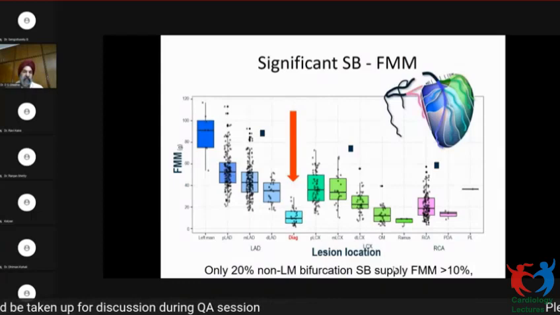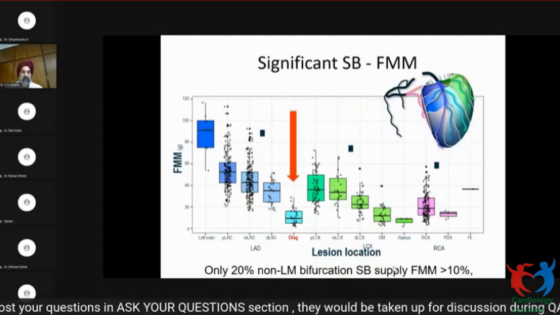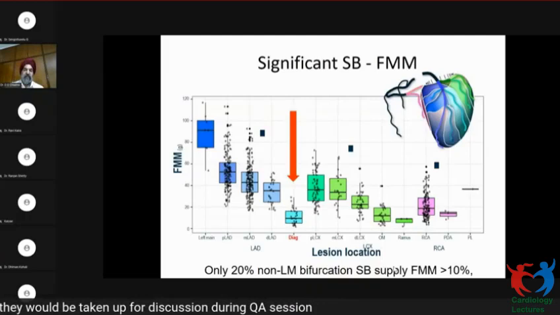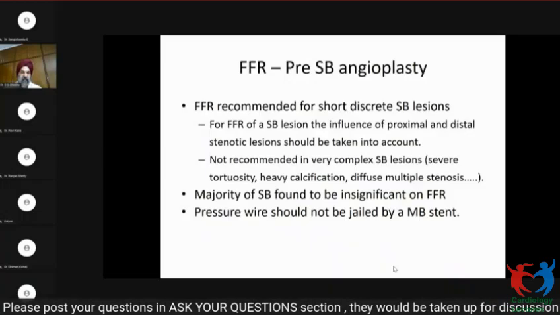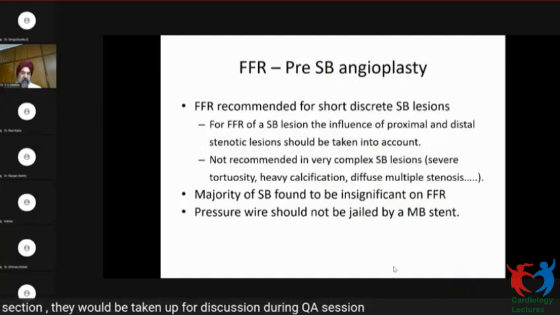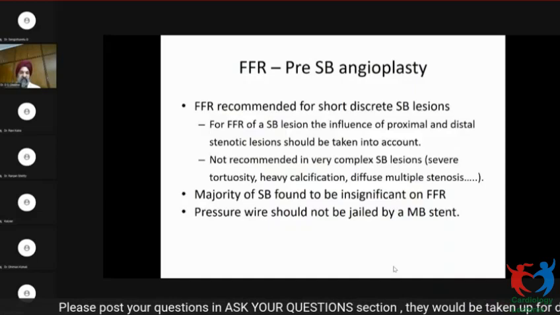So overall, this paper in JACC Interventions in 2016 demonstrated that it's only 20% of the non-left main bifurcations in which you do have side branches supplying more than 10% of fractional myocardial mass. Well, FFR or iFR has emerged as a very important tool, and it should be used for assessing the viability of the myocardium being supplied by the side branch. It is recommended to do FFR for short discrete lesions, and you should not attempt it in a very severely tortuous, heavily calcified vessel with multiple stenoses, where there is always a risk of dissection.